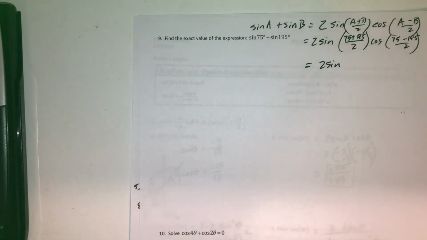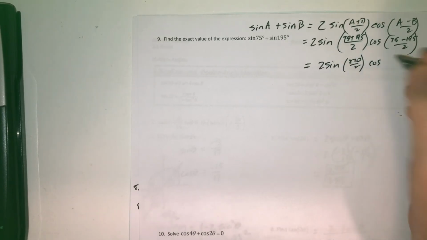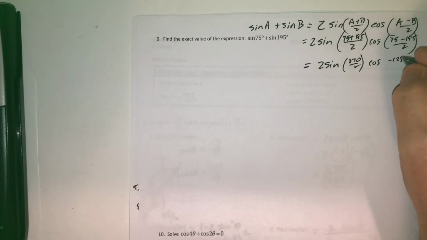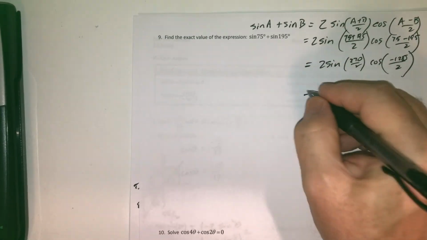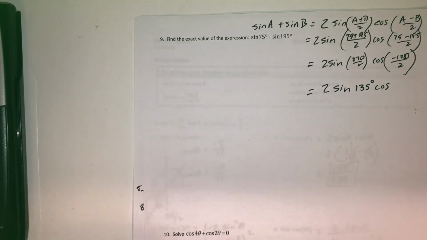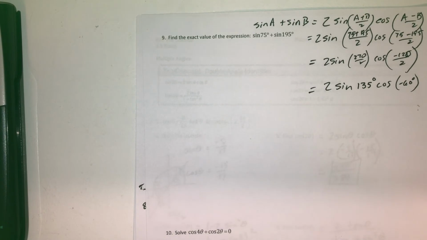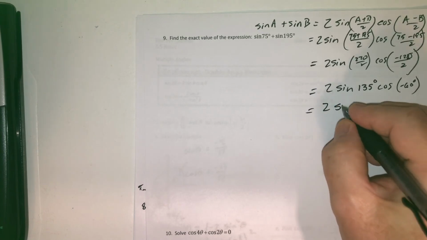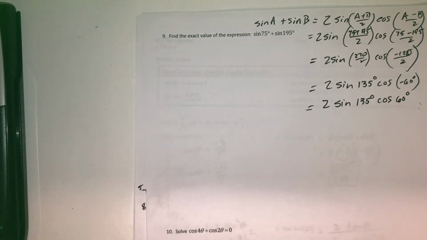175 or 195 and 75 is 270. All right, so 270 divided by 2 times the cosine of negative 120 divided by 2. That would simplify to 2 times the sine of 135 times the cosine of negative 60 degrees. The cosine of negative 60 degrees is the same thing as the cosine of 60 degrees. So we can rewrite this as 2 times the sine of 135 degrees times the cosine of 60 degrees.